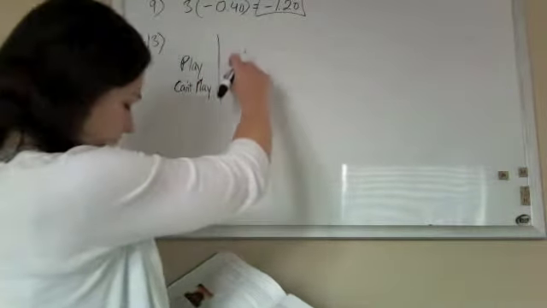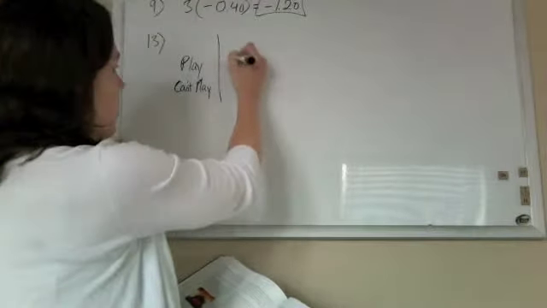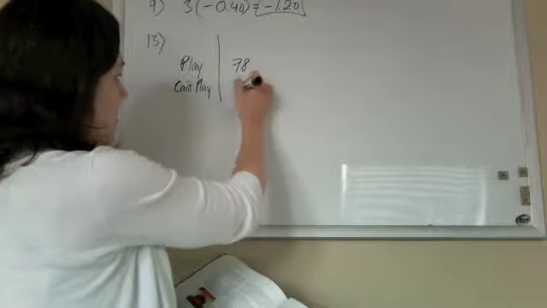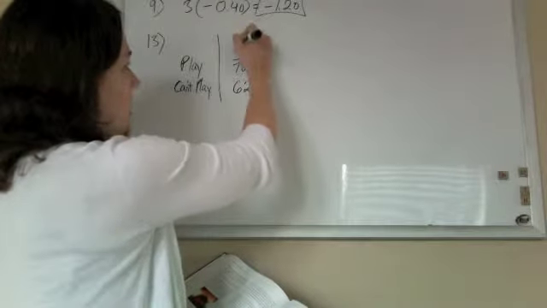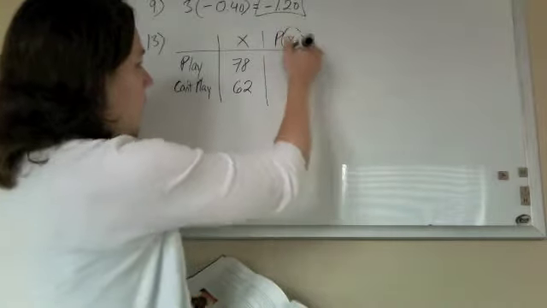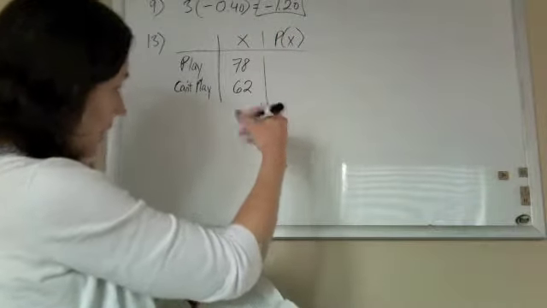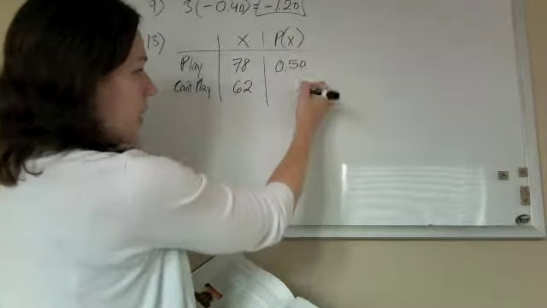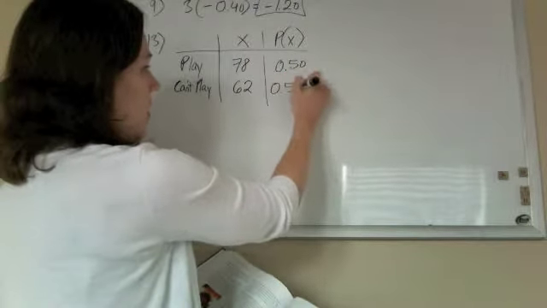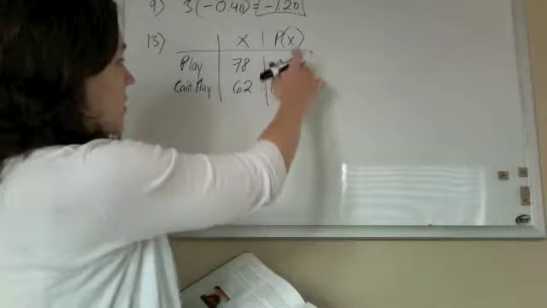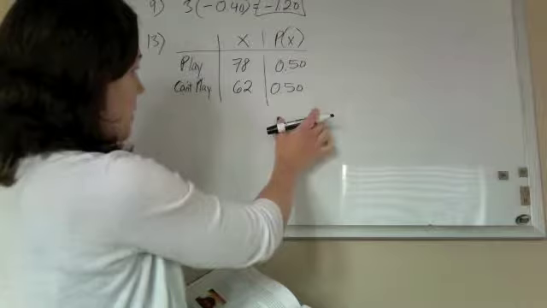If she plays, they're going to score 78. And if she doesn't play, they're going to score 62. So that's your possibilities. And then P of X is the probability of each possibility. So the doctor says that there's a 50% possibility that she'll play, 50% possibility that she won't play. They should add up to 1. All these should add up to 1.